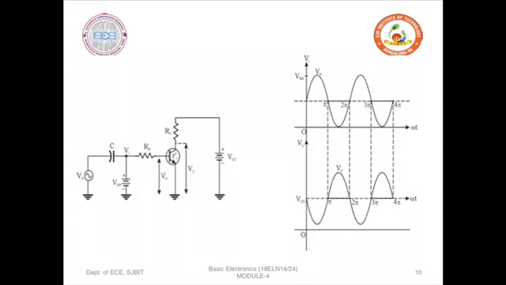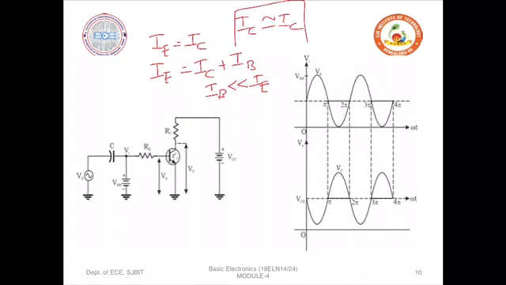Now let us analyze the amplification process of the BJT. Already we discussed the current equations. IE can be written as IC plus IB, but since IB is very much less than IE, IE is almost equal to IC. This is the current equation of the BJT, which tells us that the current gain is very high. Now let us discuss how amplification takes place in the BJT.